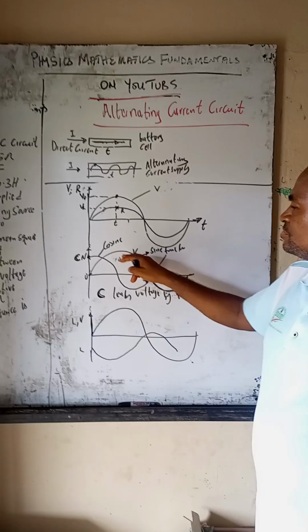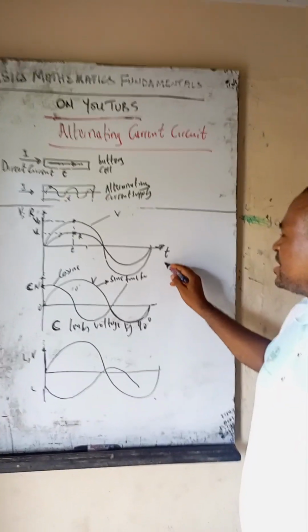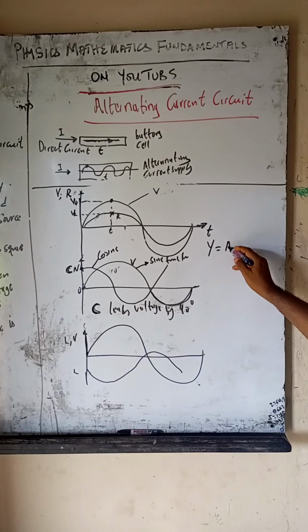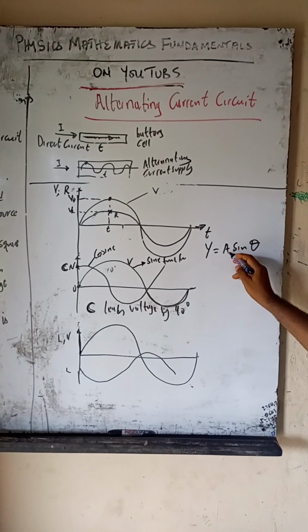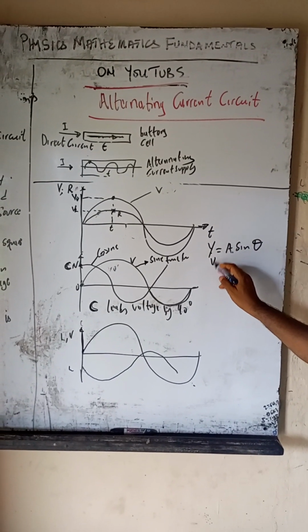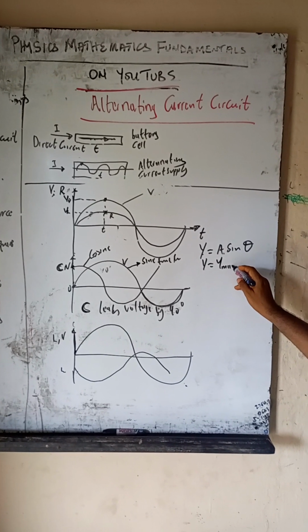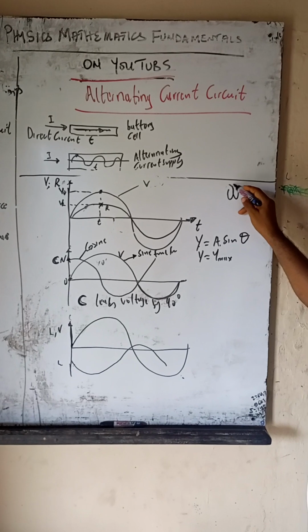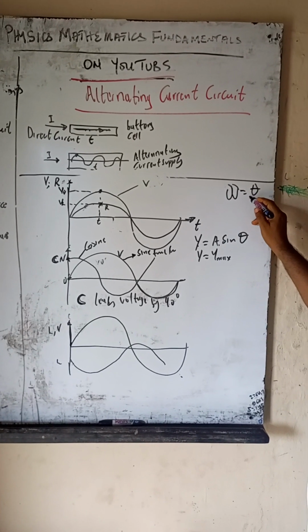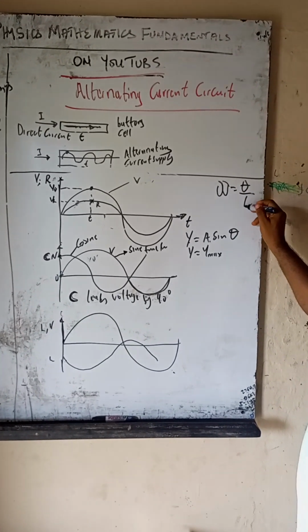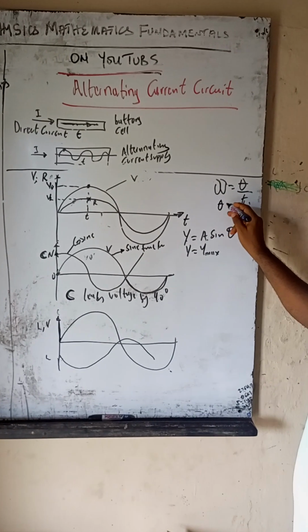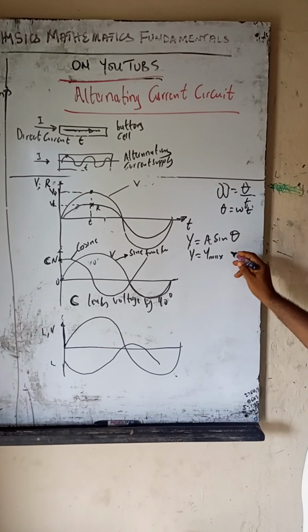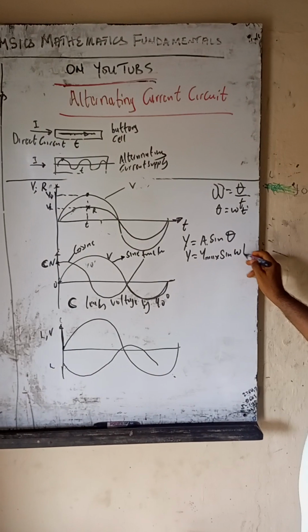So if I want to write this one, generally the sine function is like a sine theta, where a is the maximum value of y. I can write it as y maximum, and the value of sine theta, you know that angular velocity is given as change in angular displacement divided by time. So if you cross multiply, our theta will be omega t. So this thing can be written as sine omega t.